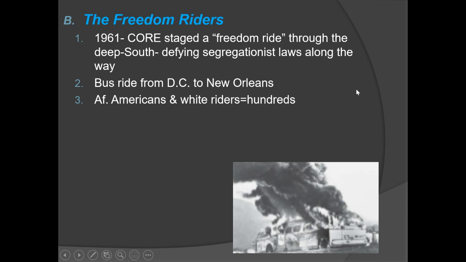So they planned to take a bus ride from DC to New Orleans. And this actually happens over a period of time, but we're going to concentrate on the first group of riders. And if we were in class, which I'm going to post a couple of the video clips, I can't get the whole thing. It's a PBS documentary. They don't have it online. I have it on a DVD, but we would have actually watched the first part of this documentary called The Freedom Riders.